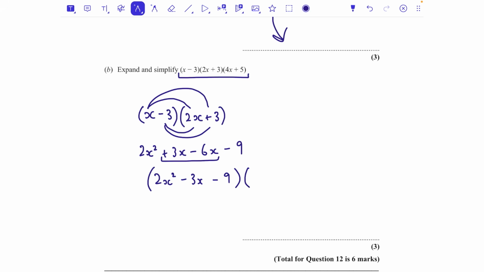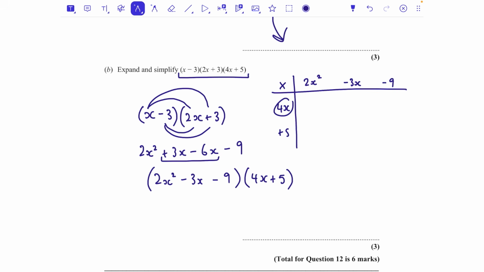And I now want to times that by 4x add 5. Now it's at this point that a lot of students find it easier to do it in a table. So I'm going to put 4x add 5 going down, and I'm going to times that by 2x squared minus 3x minus 9. You don't have to do it in a table, but I think a lot of students do find this easier. So 4x times 2x squared is 8x cubed. 4x times minus 3x is minus 12x squared. And here we've got minus 36x. Down here, I've got 10x squared minus 15x, and I've got minus 45.